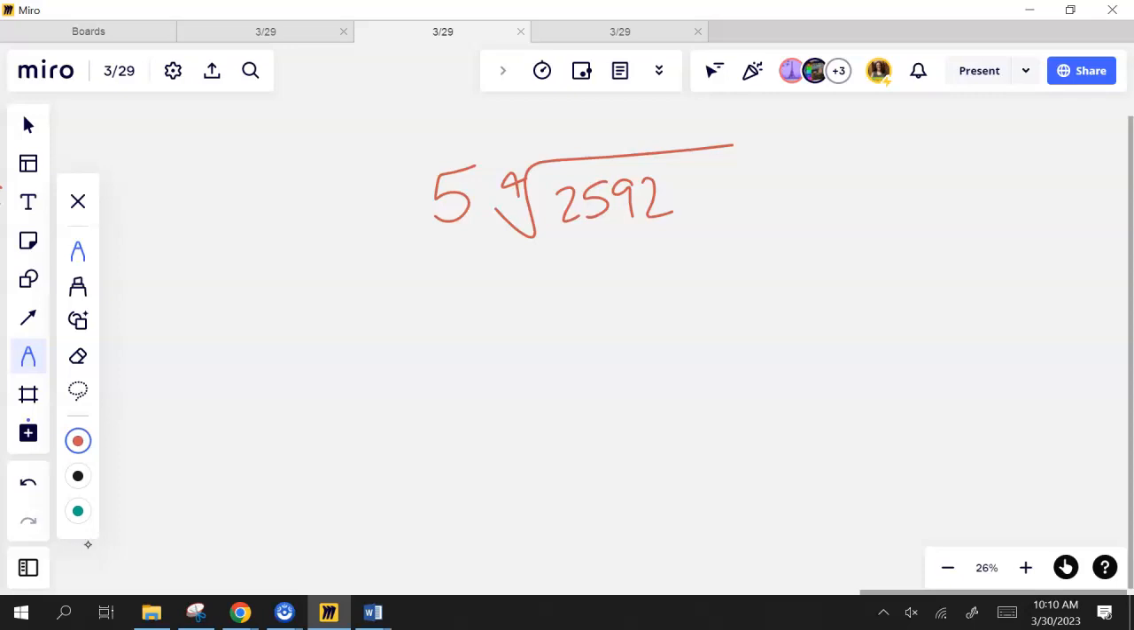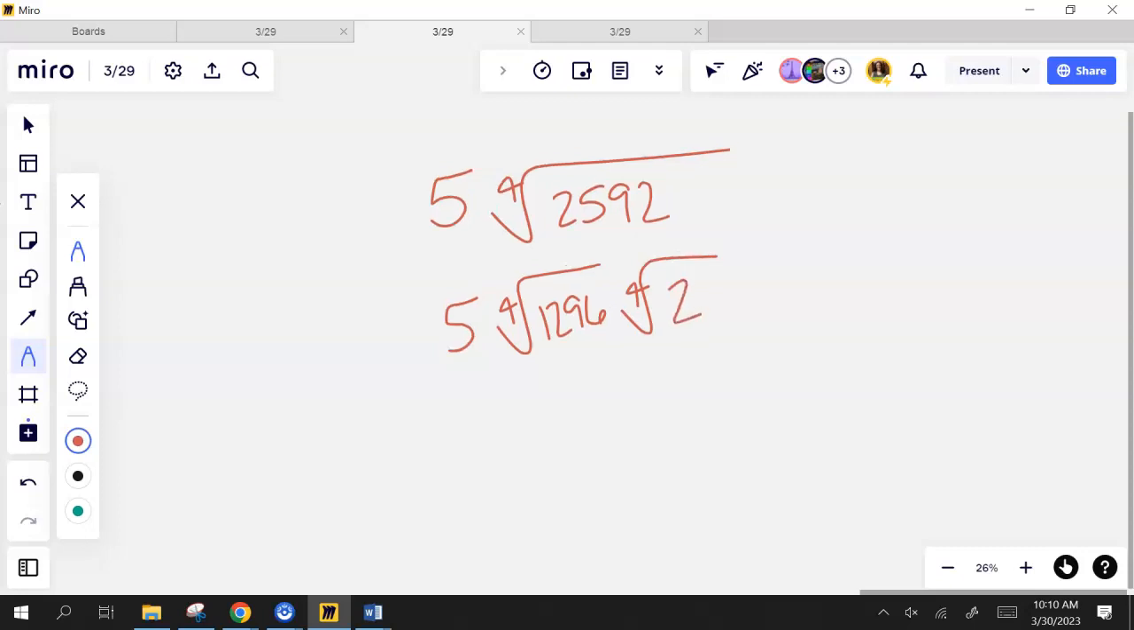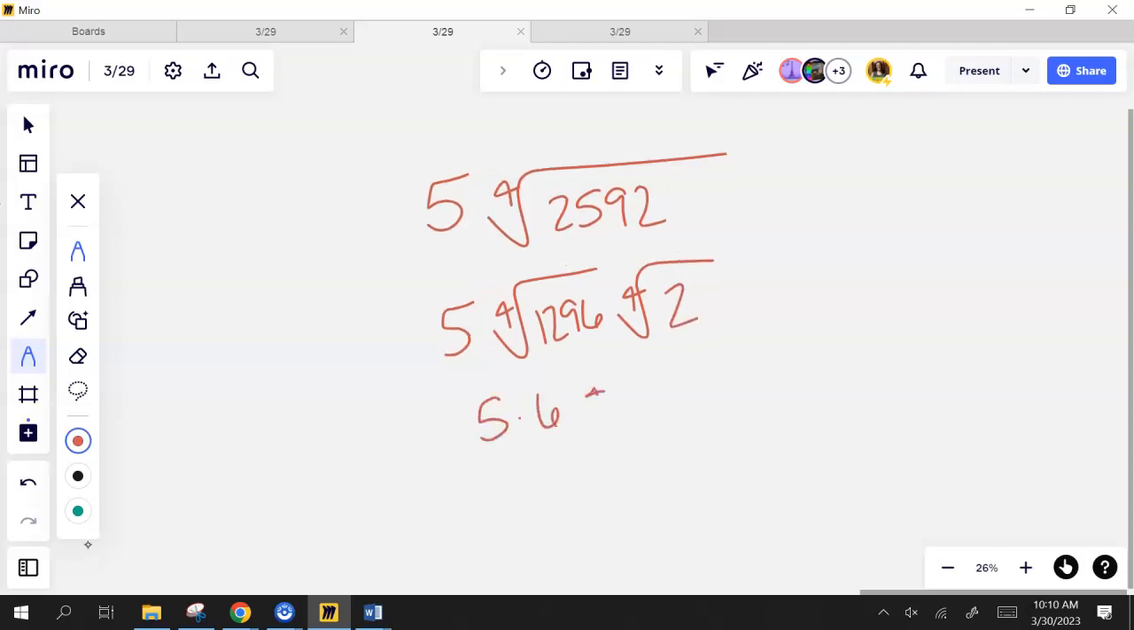Anybody get it? What's the perfect 4th? What is it? 6 to the 4th. What is 6 to the 4th? And what's left? 2? Because it's an even root, right? Everybody okay? Speak now, forever hold your peace. This is a pretty easy lesson for us today.